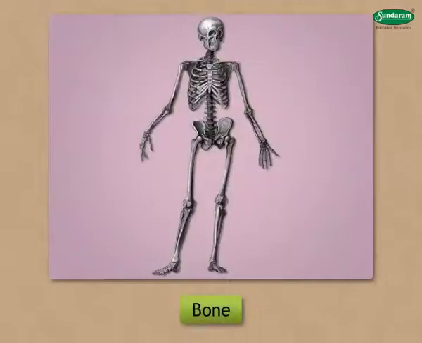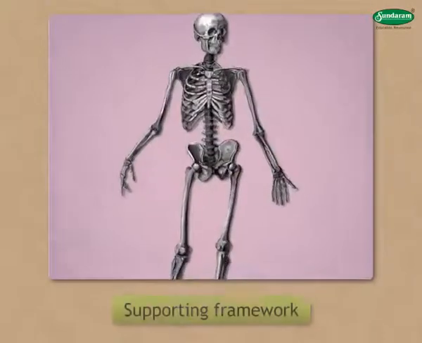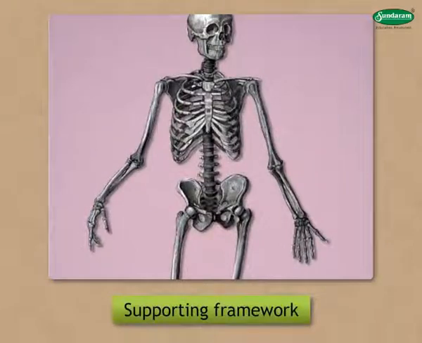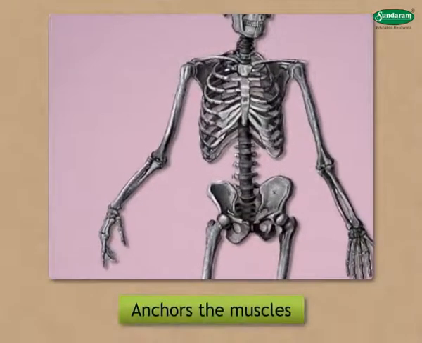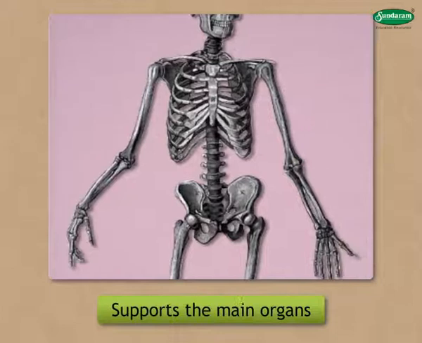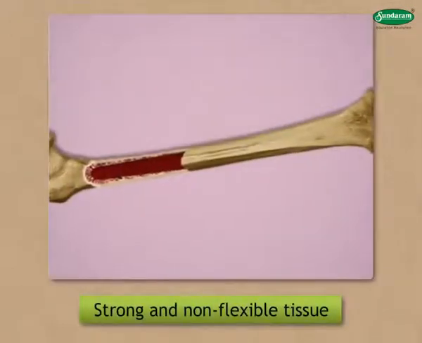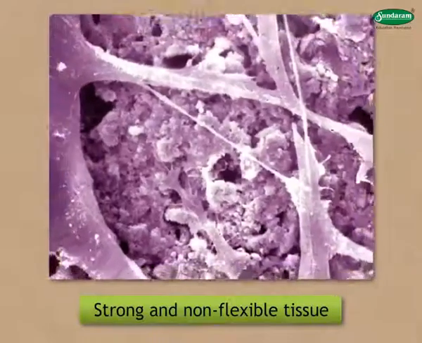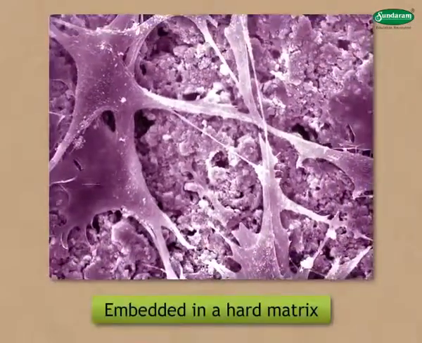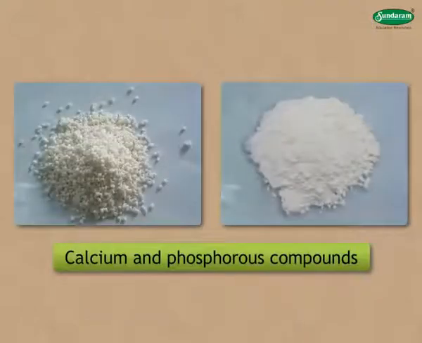1. Bone. It forms the supporting framework of the body. It also anchors the muscles and supports the main organs of the body. It is a strong and non-flexible tissue. Bone cells are embedded in a hard matrix that is composed of calcium and phosphorus compounds.